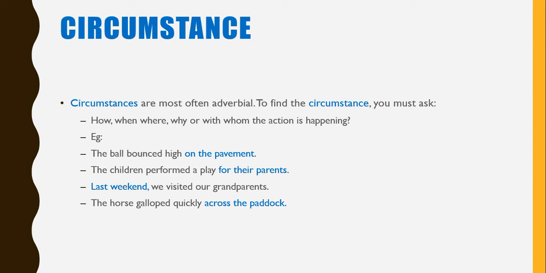Now another part of functional grammar is a circumstance, and they are most often adverbial. So they're describing something. To find the circumstance, you must ask how, when, where, why, or with whom the action is happening. So for example, the ball bounced high on the pavement. That's where. So where did the ball bounce high? On the pavement. The children performed a play for their parents. Who did they perform the play for? Their parents. So for their parents is the circumstance.